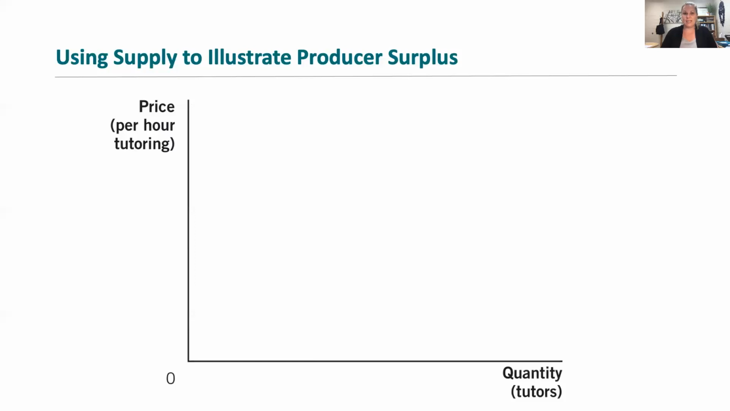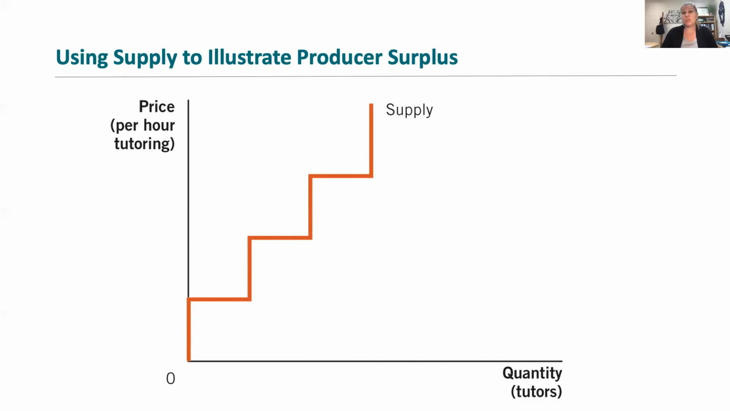Let's look at this graphically. Now, since we're looking at the producer side of the market, we're going to be building a supply curve. Quantity of tutors is on the x-axis. Price per hour of tutoring is on the y-axis. We build a staircase-shaped supply curve. It's upward sloping because of the law of supply.